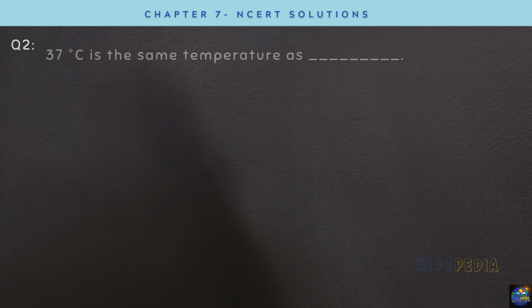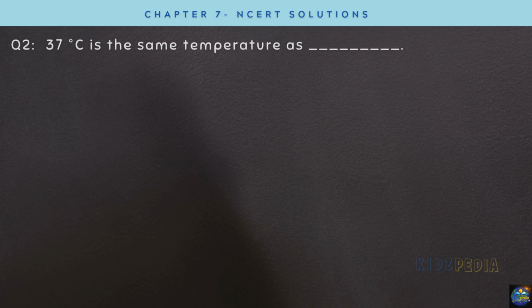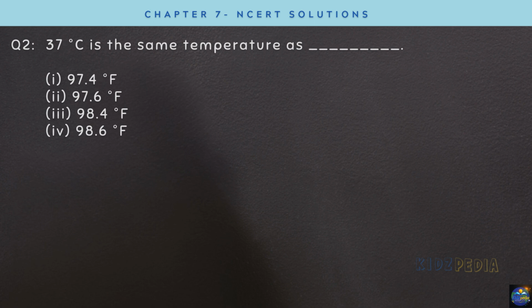Second question, 37 degrees Celsius is the same temperature as... Remember the normal body temperature in Celsius is 37 degree, which is equal to 98.6 degree Fahrenheit. So, the correct answer is option 4, 98.6 degree Fahrenheit.